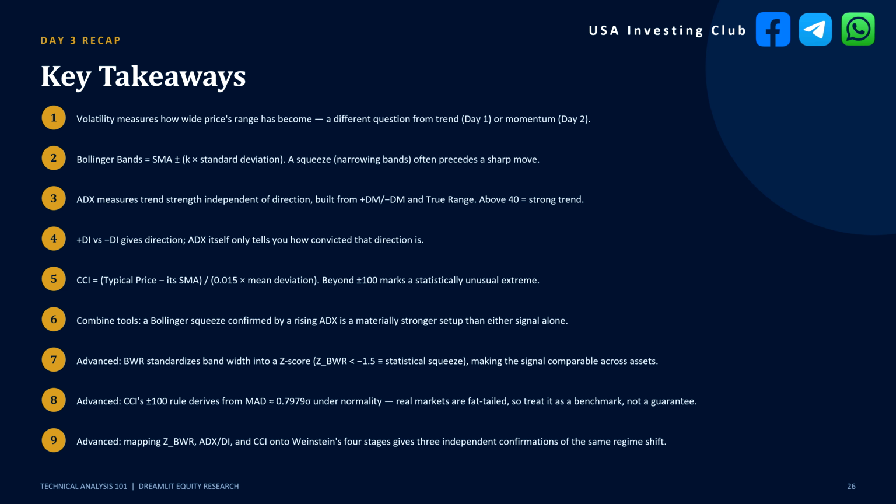8. Also advanced. CCI's plus or minus 100 rule derives from mean absolute deviation being approximately 0.7979 sigma under normality. But real markets are fat-tailed, so treat that rule as a benchmark, never a guarantee. And 9. Mapping Z sub BWR, ADX and DI, and CCI onto Weinstein's 4 stages gives you 3 independent confirmations of the same underlying regime shift. Hold on to all 9 of these. They're the foundation everything in today's advanced module was built on top of.